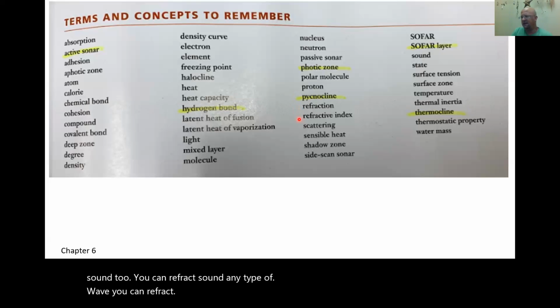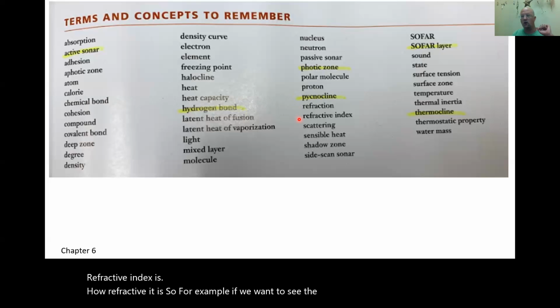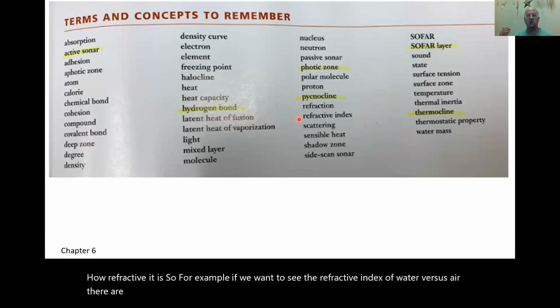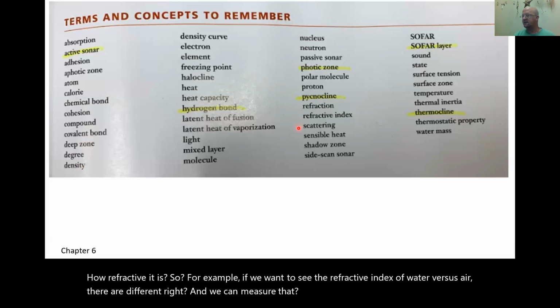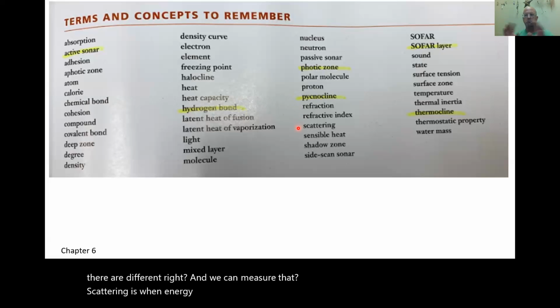Refractive index is how refractive it is. So for example, if we want to see the refractive index of water versus air, they're different, right? And we can measure that. Scattering is when energy is dispersed or moved.